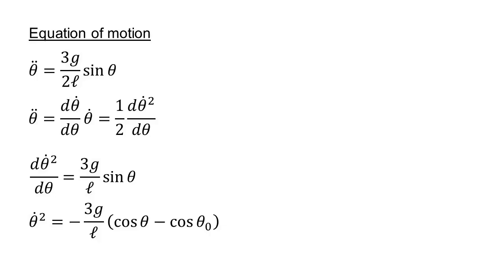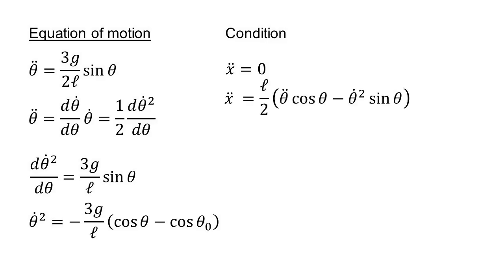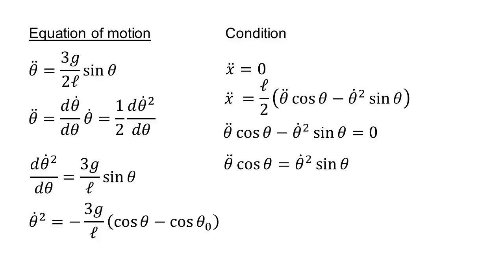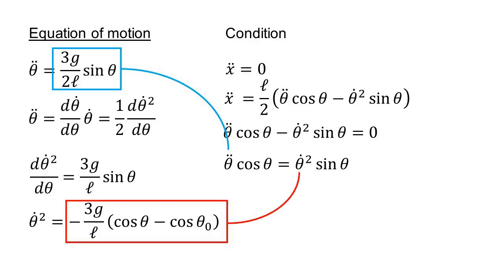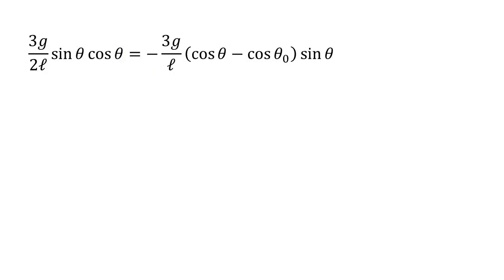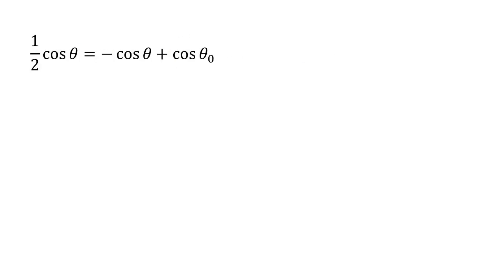To figure out the angle at which the ladder leaves the wall, we need to apply the condition x double dot equals 0. We have already worked out what x double dot was in terms of theta and its derivatives. So the condition we are looking for is theta double dot cosine theta equals theta dot squared sine theta. We can replace theta double dot with this expression and theta dot squared with this expression, which yield this trigonometric equation. We can cancel some terms to get this simple equation.